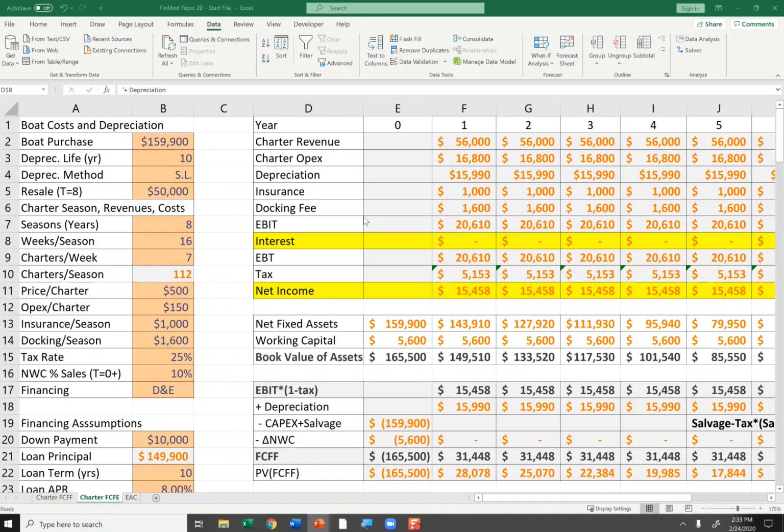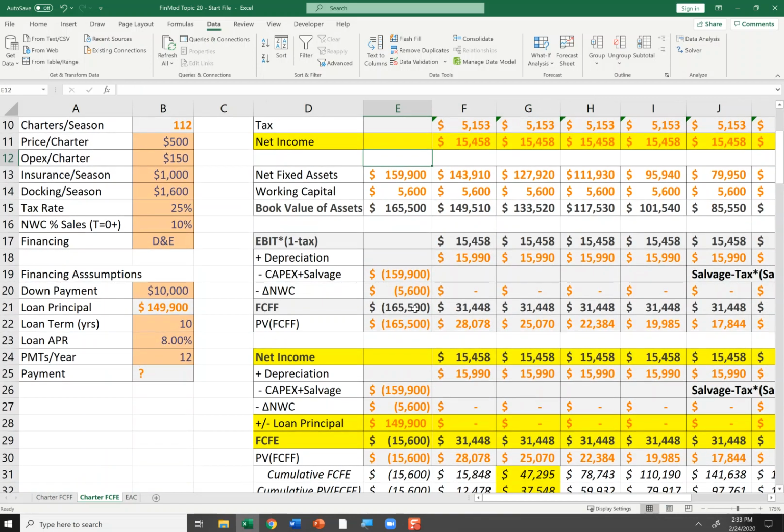So if we go to our spreadsheet, I have a new tab here. It's FCFE. It's the exact same as FCFF, except I've inserted a couple of rows. I've inserted a row in the income statement up here for interest expense. So now I don't get down to EBIT. I go all the way down to net income.